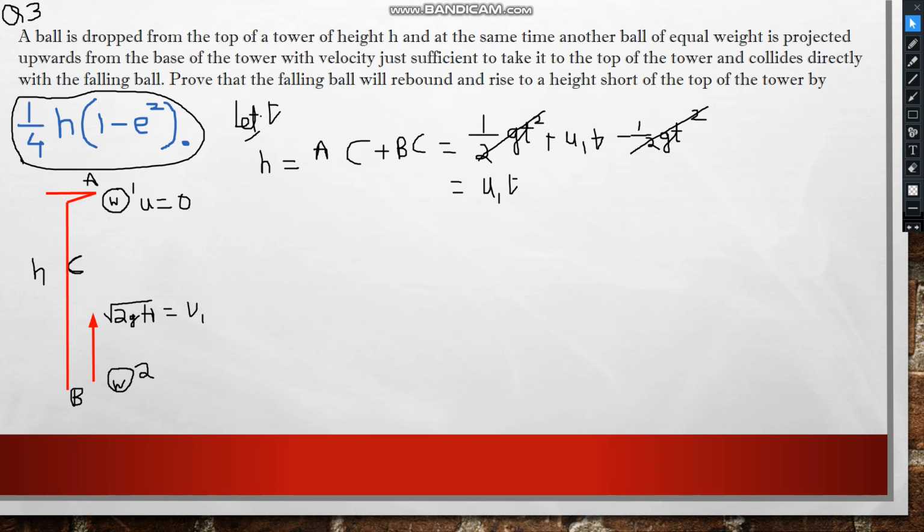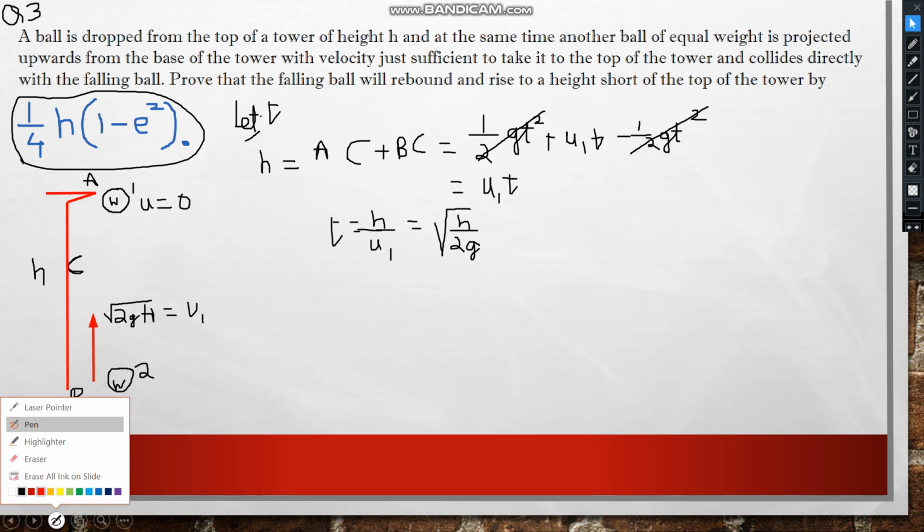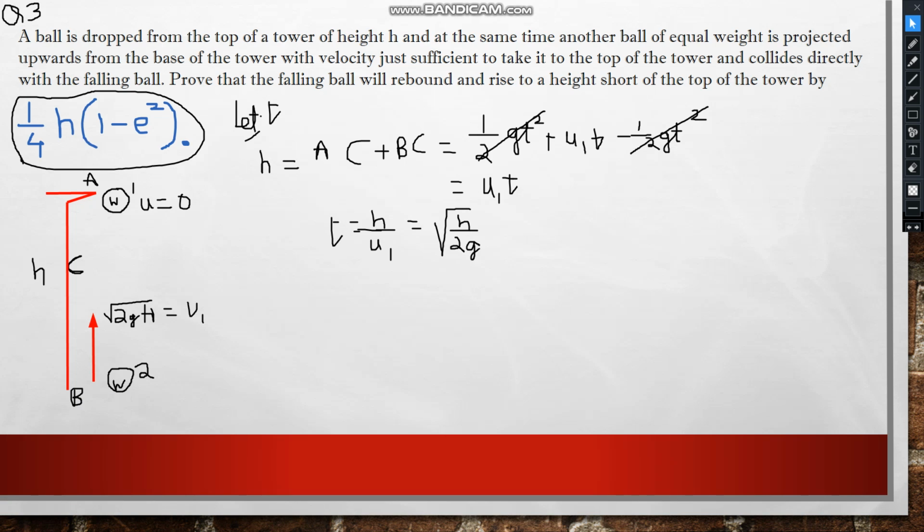Now t will be equal to h by u1, which is equal to h by root 2gh, which will simplify to root of h by 2g, right? I hope you have understood up to this. Moving on, first let us find the velocity at the time of collision.